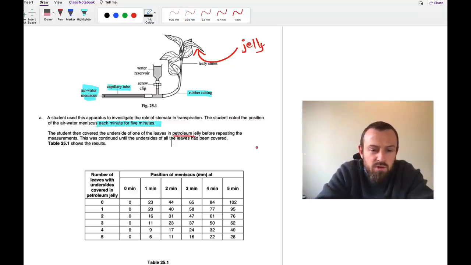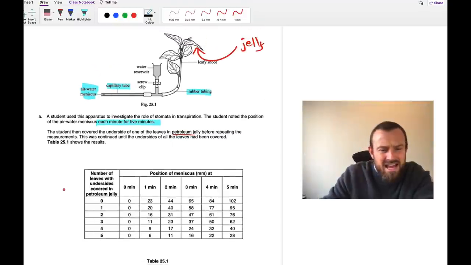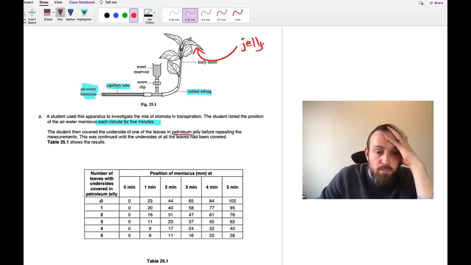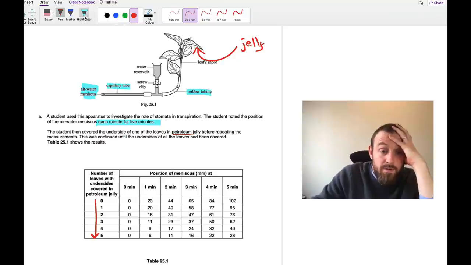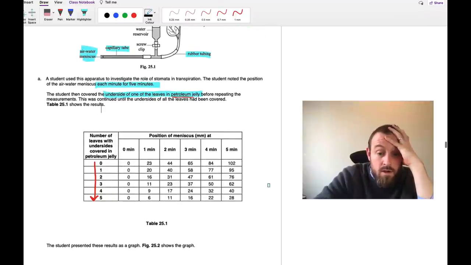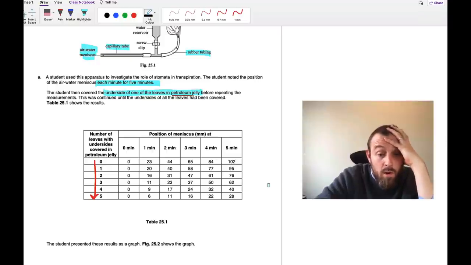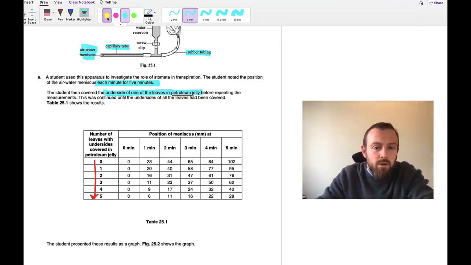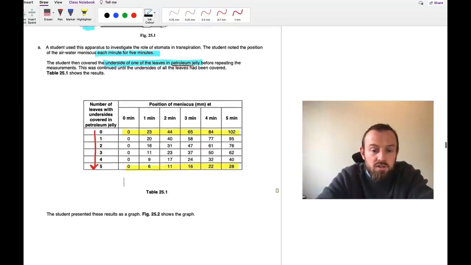This was continued until the undersides of all the leaves had been covered. So what they're doing is basically just selectively taking out leaves. This is a weird experiment. So first they try the whole twig with no leaves covered, and then they're progressively Vaselining leaves until they Vaselined all the leaves, and remember, it's just the underside of the leaves. Strange. And then they're recording for 5 minutes. This is weird. And we can basically see that the rate of transpiration has got lower just looking at the data before we really start to think about the question. With no petroleum jelly, the meniscus moved a total distance of 102 millimeters. And when all the leaves were covered, it only moved 28 millimeters. So there is a big difference there in the total amount of water lost.